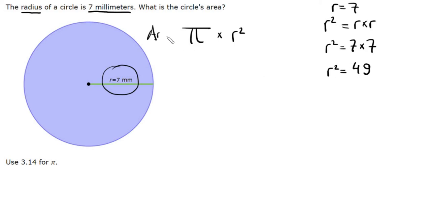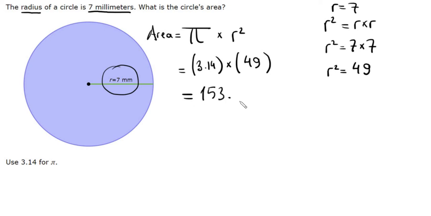Now the area of this circle is going to be pi times r squared, where pi is 3.14. So 3.14 times 49. Let's multiply 3.14 by 49, and the answer is 153.86 square millimeters.